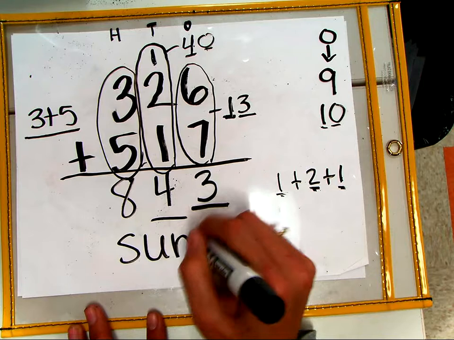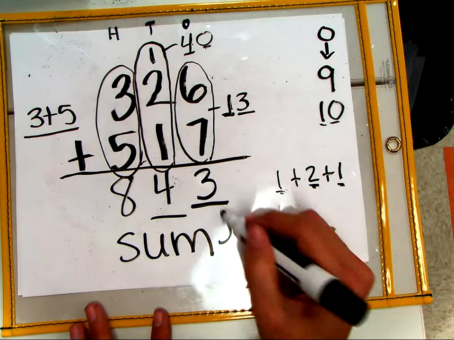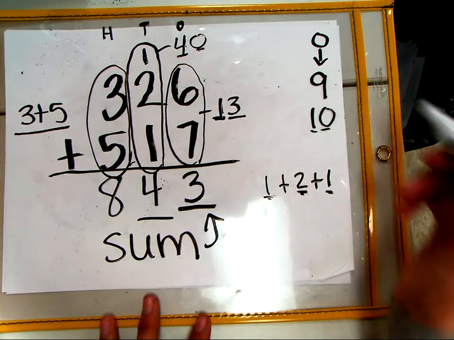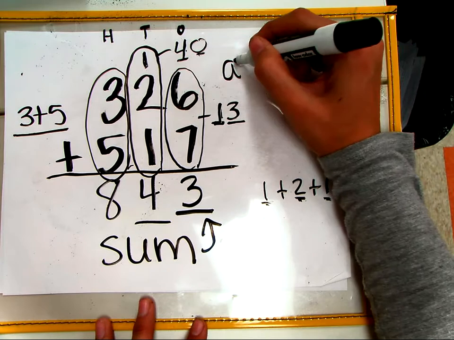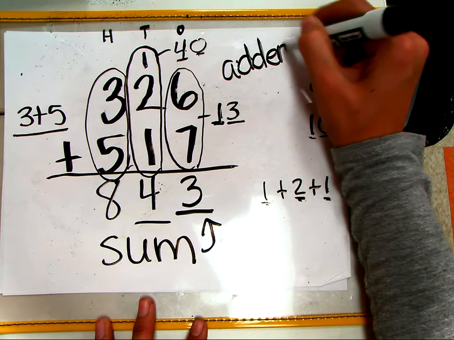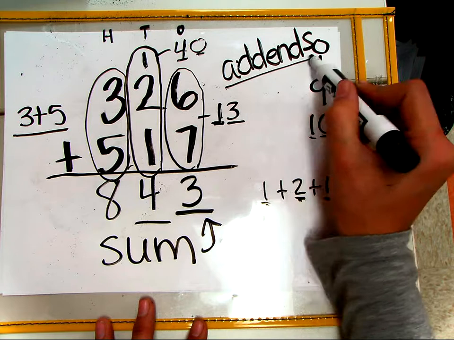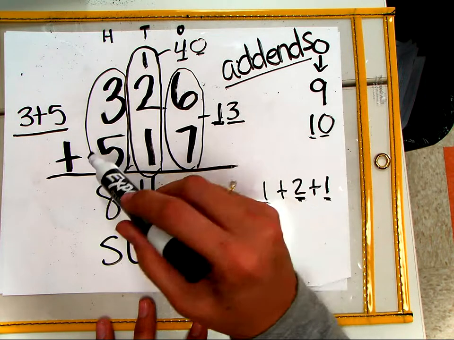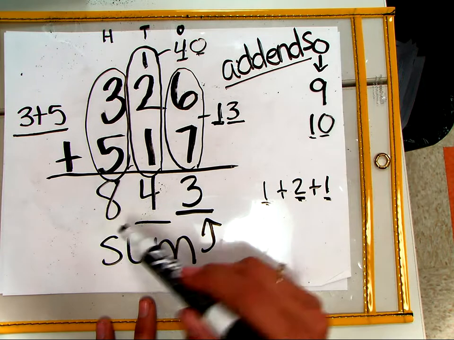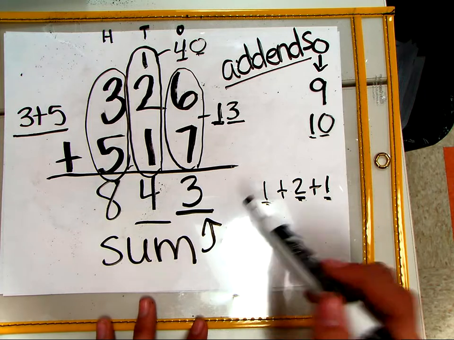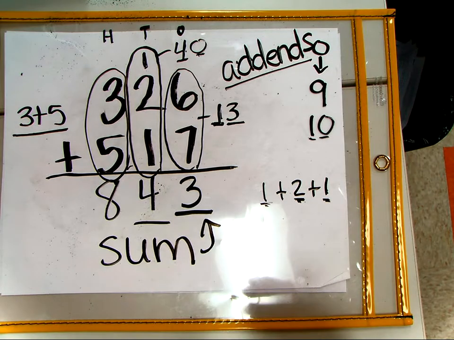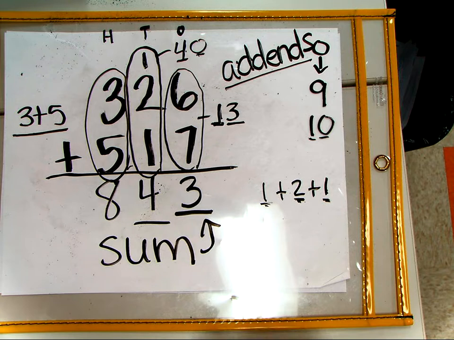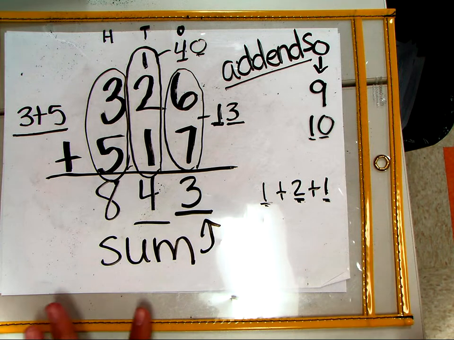Encourage your student to use the right vocabulary. 843 is my sum, and the numbers that I'm adding are my add-ins. So 326 and 517 are my add-ins, and 843 is my sum. It's really important that students become familiar with this vocabulary, as they'll see it on tests, and they have to figure out which operation to use.